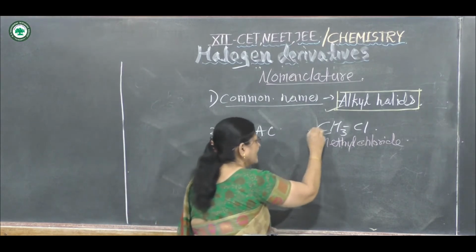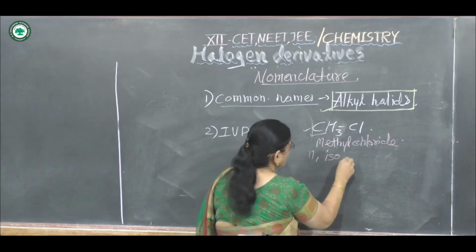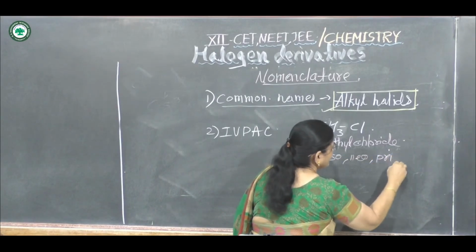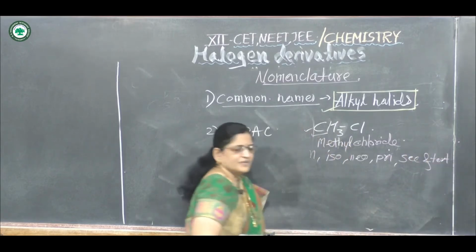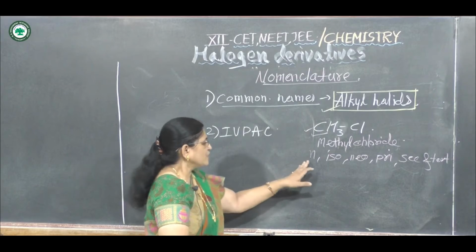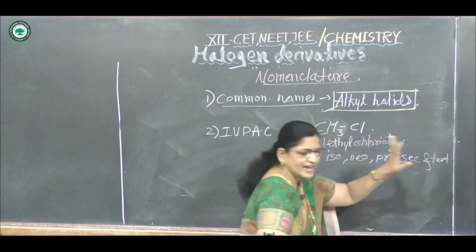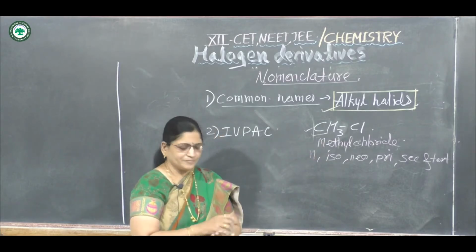This alkyl group may be normal, iso or neo, or primary, secondary and tertiary. Whether the alkyl group is normal, iso, neo, primary, secondary or tertiary, write the prefix to this alkyl group.